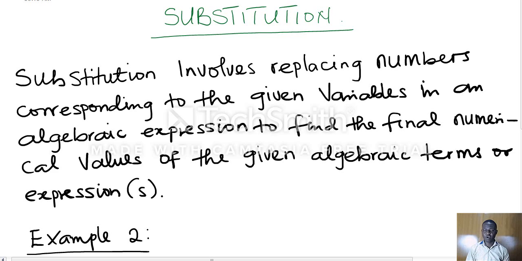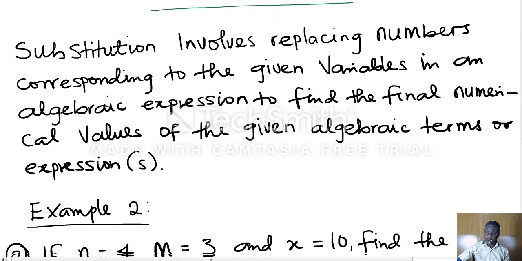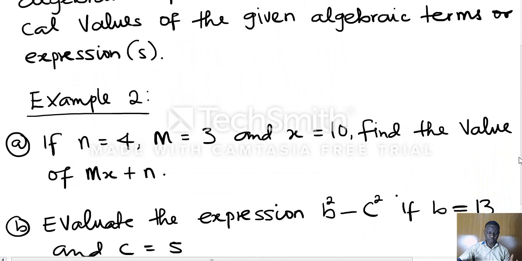Substitution, we said, involves replacing numbers corresponding to the given variables in an algebraic expression to find the final numerical values of the given algebraic terms or expressions. At our previous class, I showed you how to express an algebraic statement as an algebraic expression. And today we are going to be looking at substitution, where you'll be required to substitute values for a given variable to get an expression.